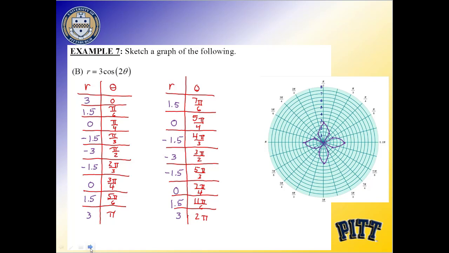And if I did that, calculated these and plotted them, the other thing I have to make sure I do is plot them in the order in which they come. So I start at 3, angle 0, 3 out, 1 point, pi over 6, I'm at 1.5, and I make sure I connect the dots in that order. I would get this kind of little 4-petaled flower pattern here.